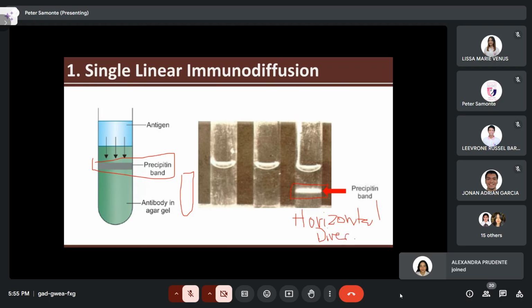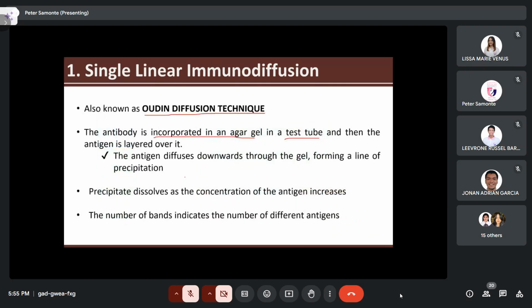direction. So it's similar with your ring layer test, but this one is more stable since you're using a gel or a media. The antigen would diffuse downward through the gel, forming a line of precipitation. Precipitation dissolves as the concentration of the antigen increases. The number of bands indicates the number of different antigens.